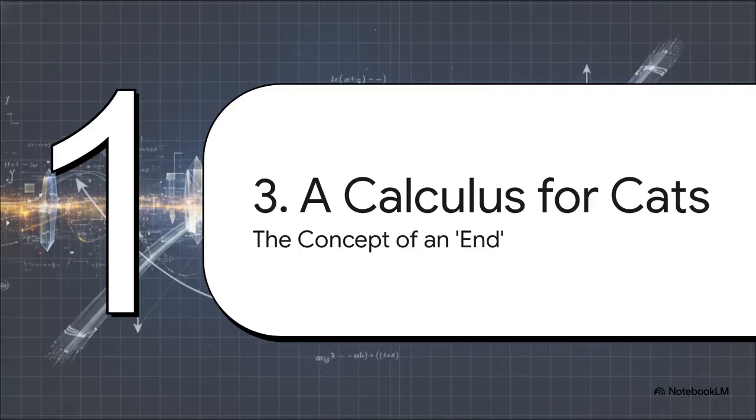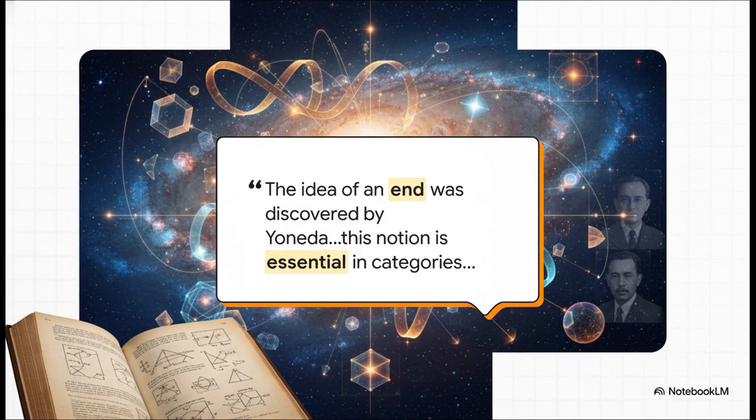Okay, so let's shift gears and look at our second special tool, which honestly is even more profound. If filtered limits are all about managing directed systems, our next concept, called the end, introduces something that feels remarkably like calculus, but for the world of categories. And get this, the source text itself, in the notes at the end of the chapter, tells us just how fundamental this is.